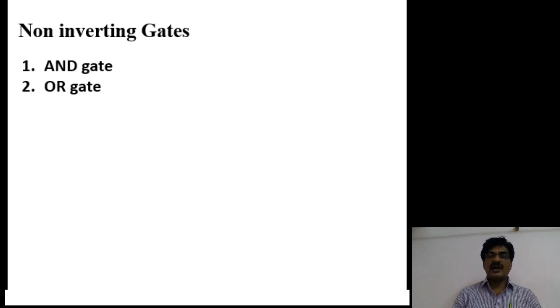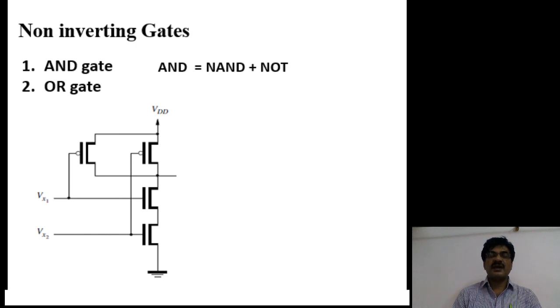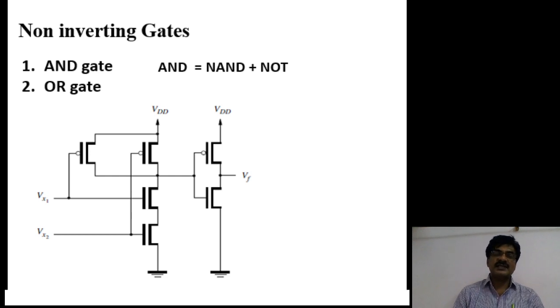How can you get AND gate? It is a combination of NAND gate and NOT gate. So by joining NAND gate CMOS structure with the NOT gate CMOS structure, you can get AND gate. Let us see. So this is the construction of NAND gate. If you connect the output of this NAND gate to an inverter or NOT gate, totally the circuit works as a AND gate. So this is the construction of AND gate.